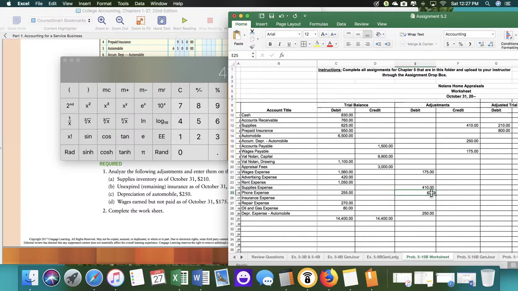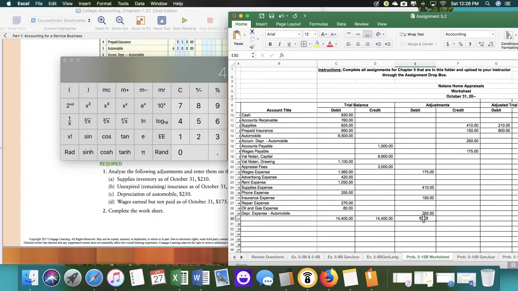The last one we have to worry about for this account is the prepaid insurance. At the beginning of the month, it was $950. At the end of the month, it's $800. So that is a $150 difference. So it's going to go into prepaid insurance and then into insurance expense.